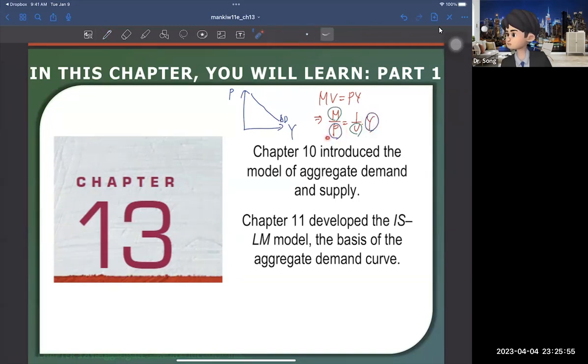So that being said, when the price goes up, the left-hand side goes down, right? In order to hold this equality, output has to decrease. That's why we have a downward sloping aggregate demand curve. But in this chapter, we not only derive the same downward sloping aggregate demand curve based on the IS-LM model, but we can also give a much more detailed explanation of the interest rate and the other parts.